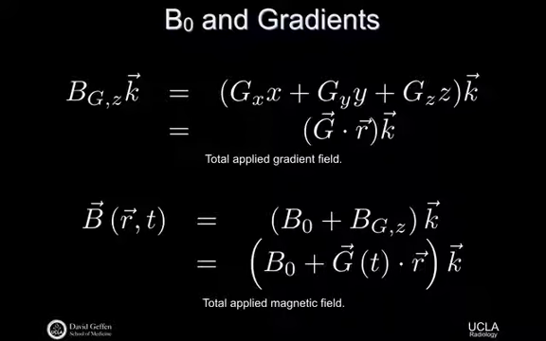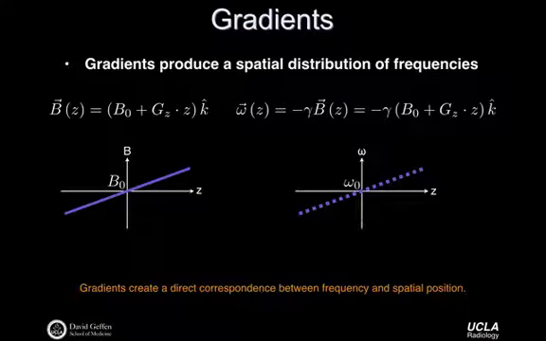We can turn these B fields on and off as a function of time, and we have the presence of the B0 field. Then we can say that the total field that's generated is the B0 field plus the gradient field at a particular point in space. Okay, so this we've seen at least conceptually, or we've talked about it some before.